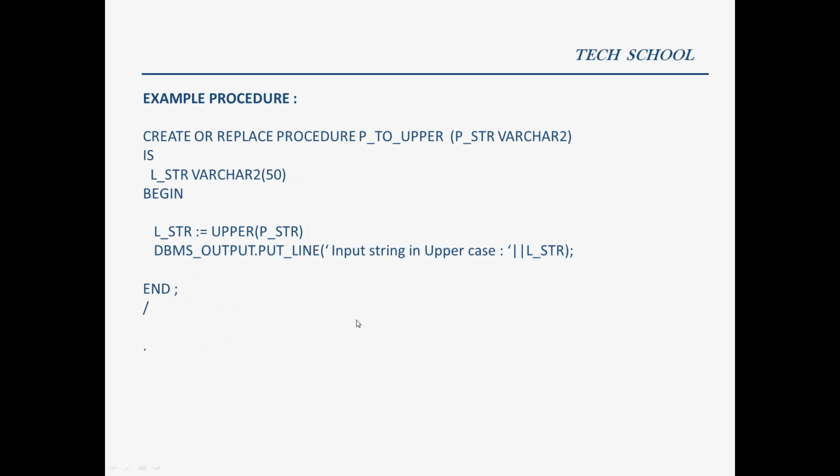We'll see an example stored procedure. This is called P2UPPER, which converts the input string to an uppercase string. Create or replace procedure P2UPPER. The input string name is PSTR of type varchar2. Then there is a declaration section where a local variable called LSTR of varchar2(50) is defined. Then the execution section starts.